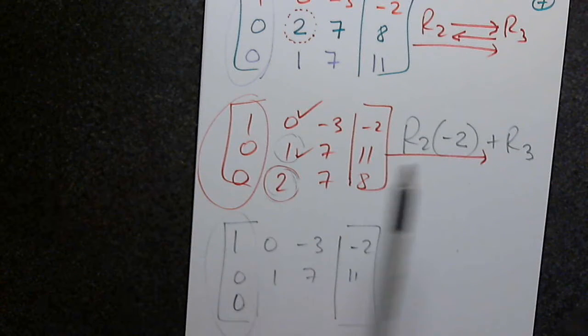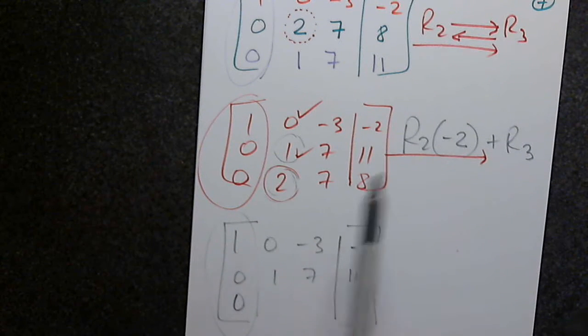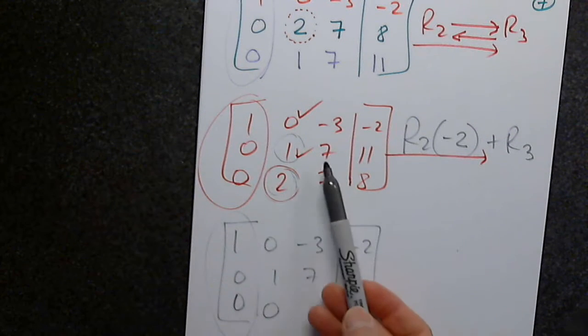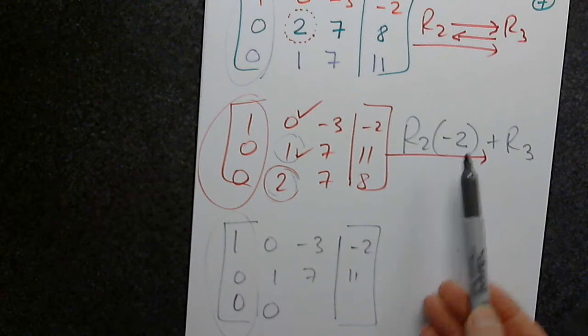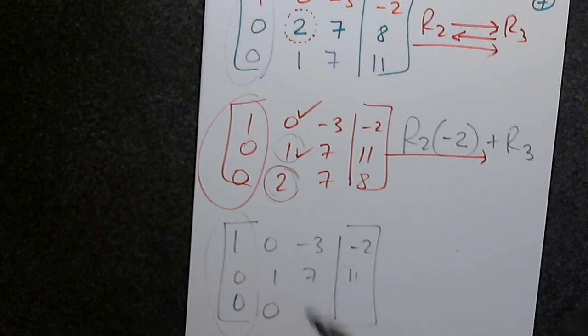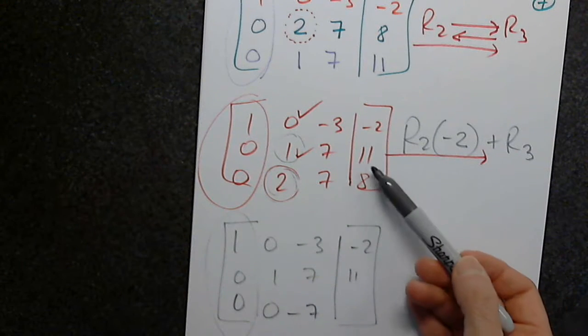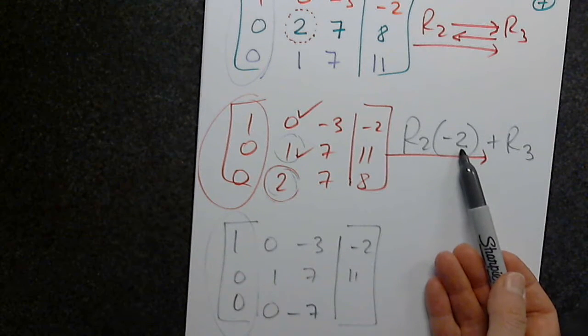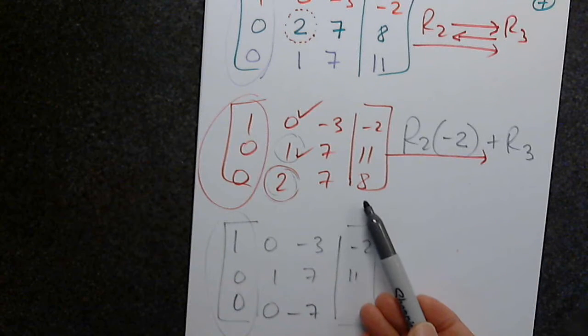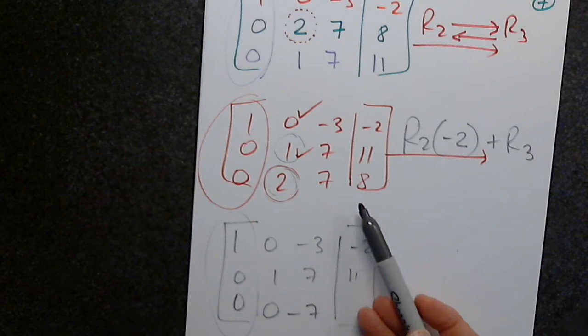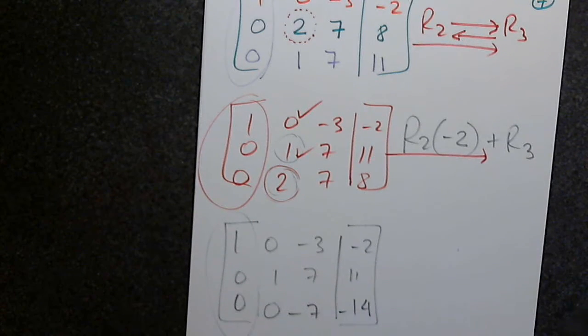1 times negative 2 plus 2. Perfect. 7 times negative 2 plus 7. Excellent. 11 times negative 2. Negative 22. Negative 22 plus 8. Negative. Very good. What did we accomplish?